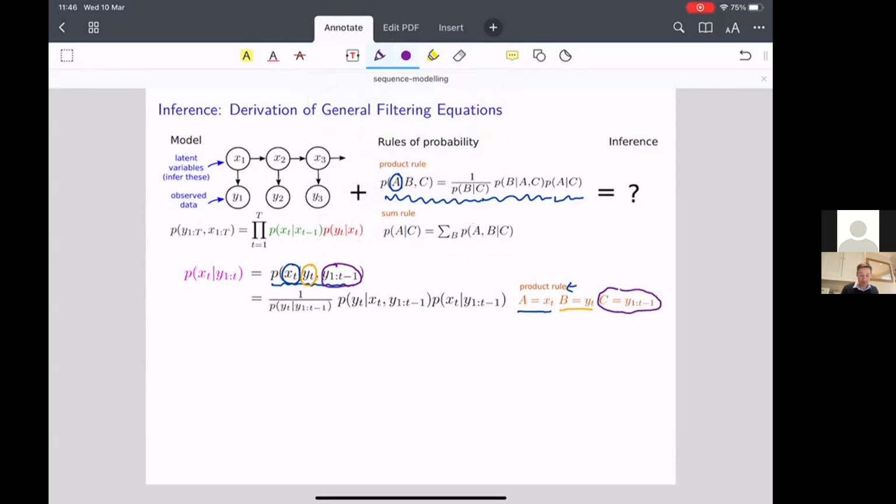Okay, so we plug this into the product rule, just to make sure that I've done that correctly. So b here, of course, is equal to yt, so we get a yt here. c is equal to y1 to t-1, so we get y1 to t-1 here. In here, b is equal to yt, so we get yt here. a is equal to xt, so we get xt here. c is equal to y1 to t-1, and so on and so forth. Okay, so we're just substituting it in.